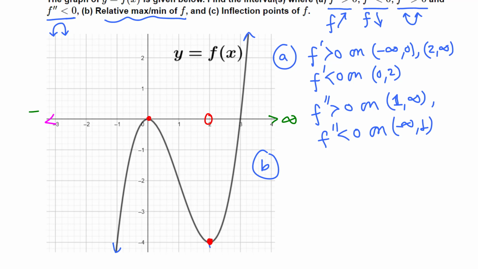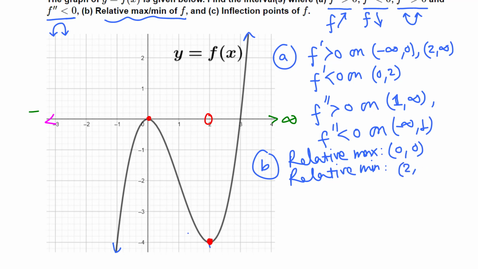So let's write that. Relative max here at 0, and the value is also 0. 0, 0: this is the location, and this is the relative maximum value. Relative minimum: location is at 2, and the value is -4.